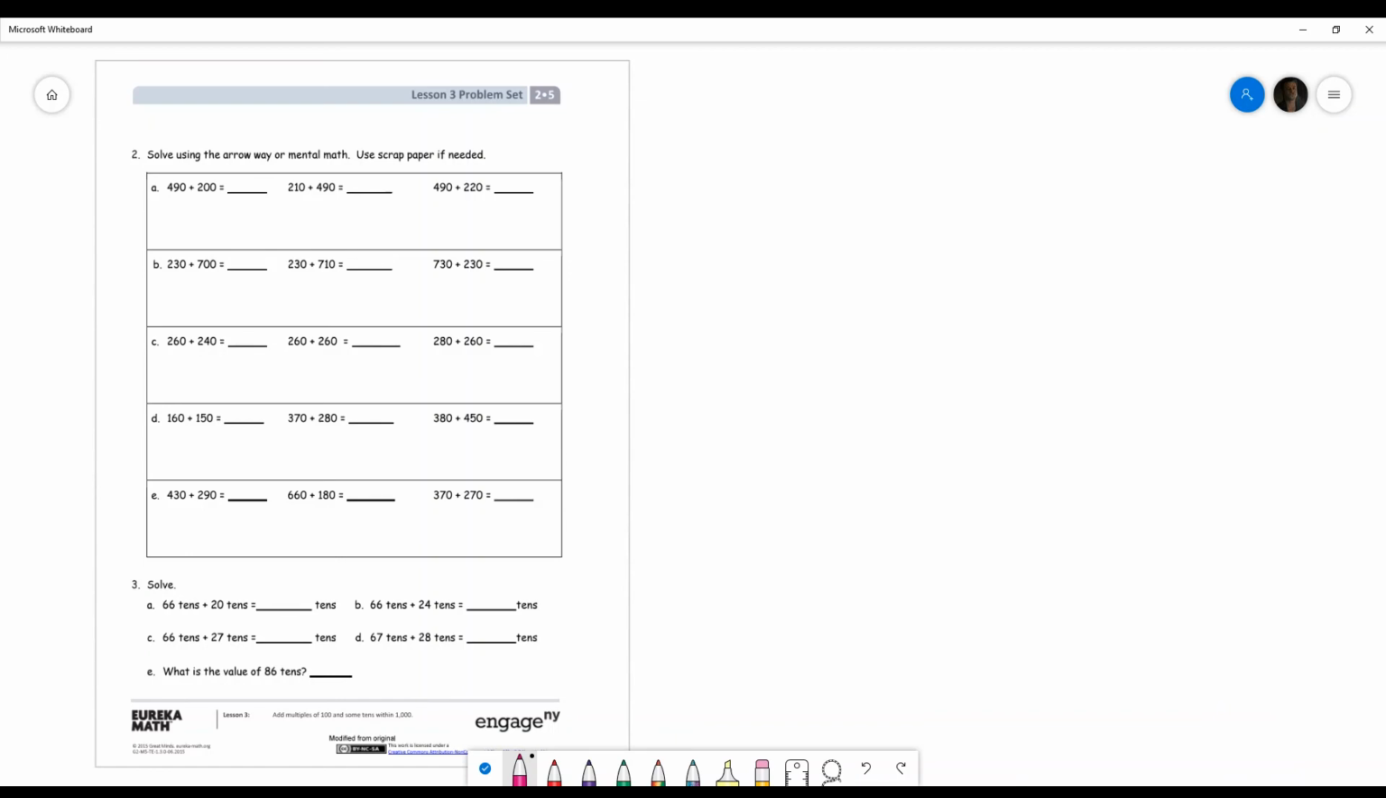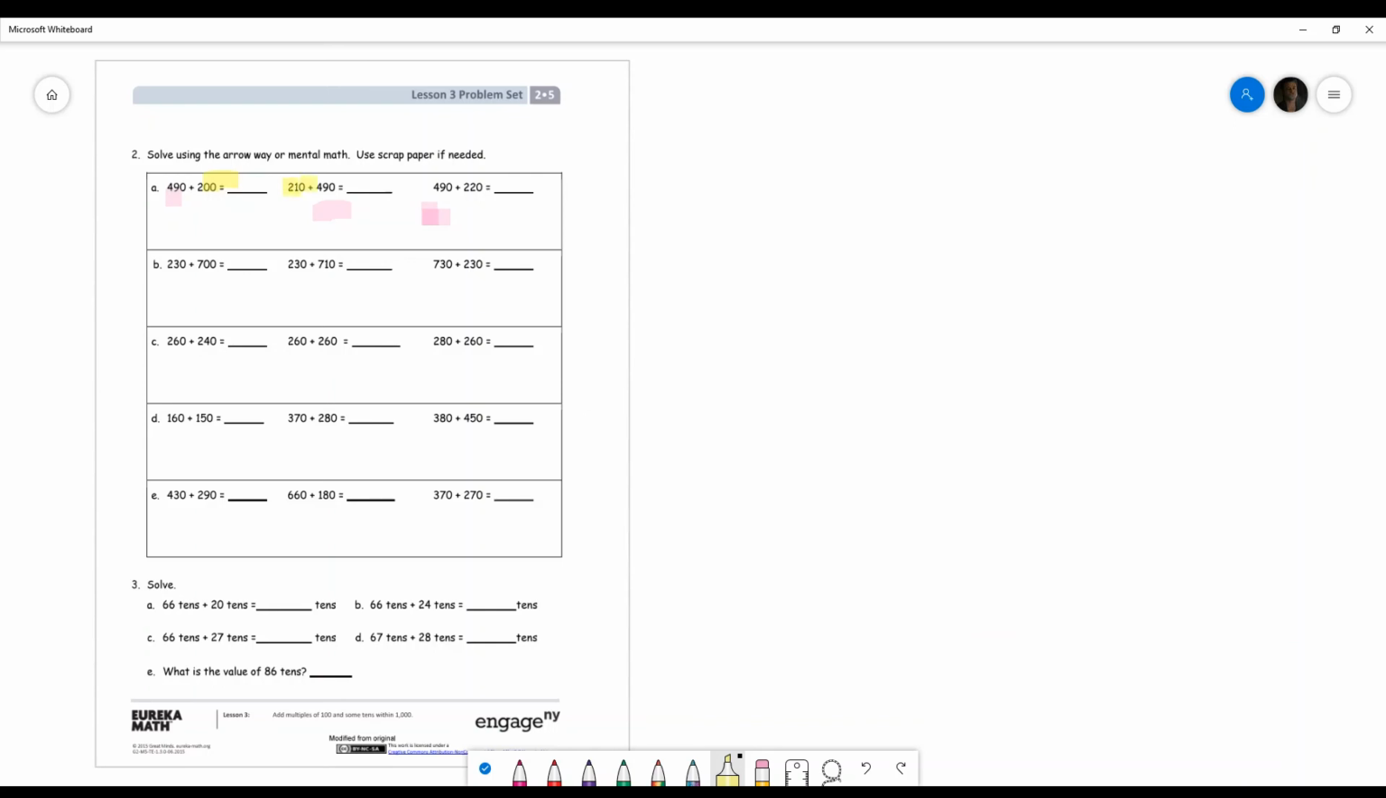I just remembered it. I want to point something out. I showed you how to do mental math with each problem set in A, but this is just like the page before. Look at the numbers. 490. Let's look at 490 first. 490 stays the same in each problem set, right? 490 doesn't change. However, the 200 does change.